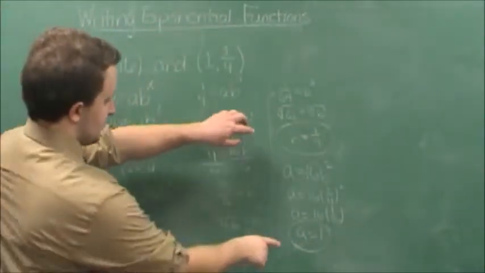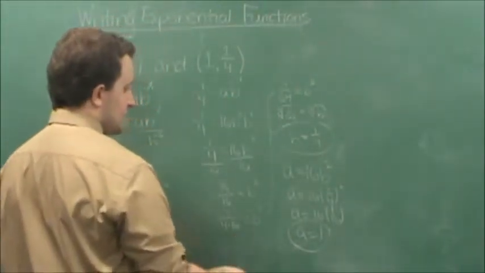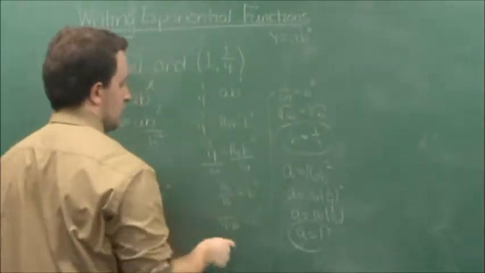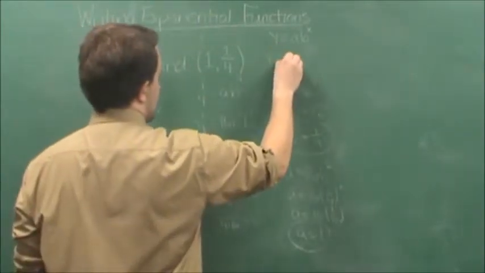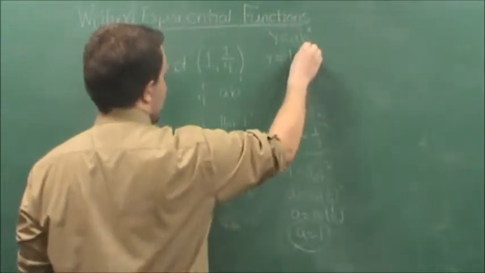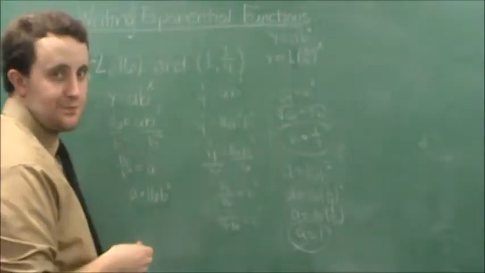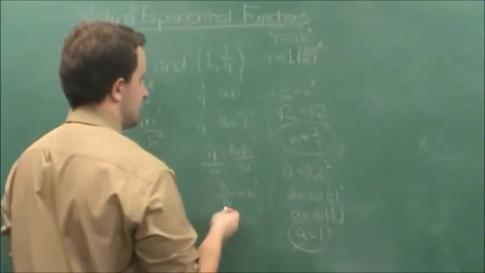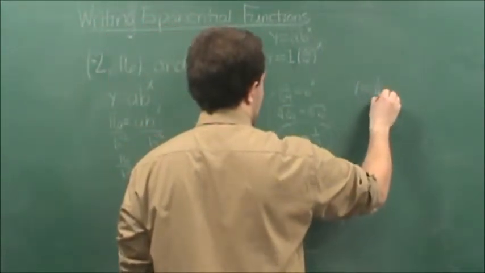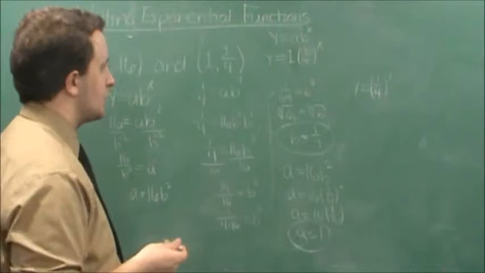So now we know our values of a and b. Using our general form, y equals ab to the x, we can substitute those values back in. We know a is 1, so y equals 1 times (1/4) raised to the x. And if you wish to write it just as y equals (1/4) to the x, you may do so. It's mathematically equivalent.